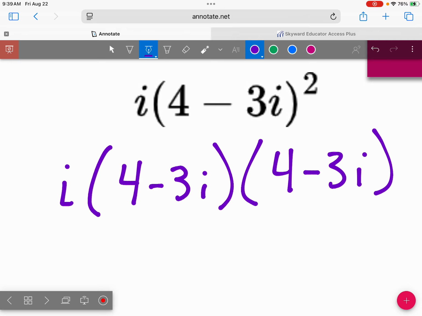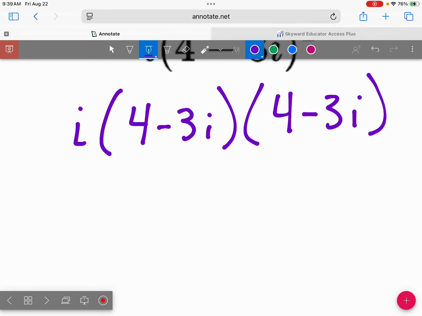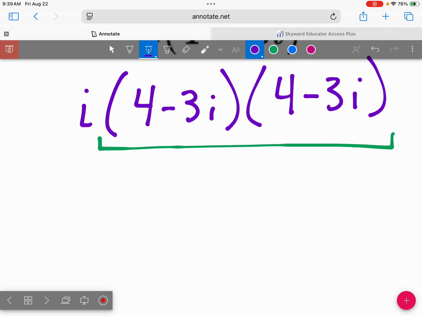If you want to multiply in this i first and then do this multiplication, totally fine. I have a tendency to do the exponent first and take this square. So I'm going to multiply these two guys and then distribute the i through. But you can do it in whatever order you want. So I'm going to do this multiplication first, because I'm just letting this i kind of park outside.